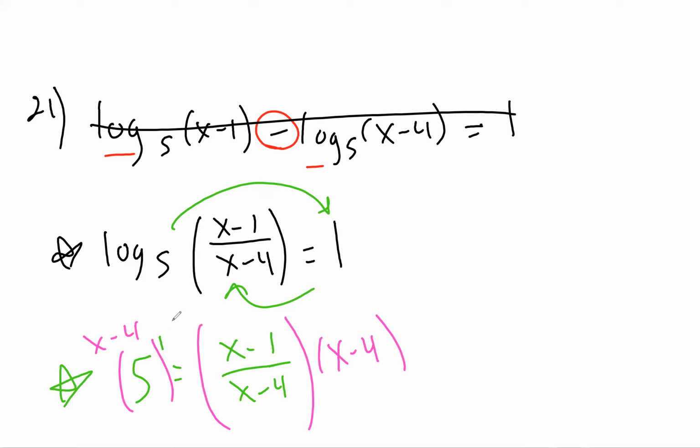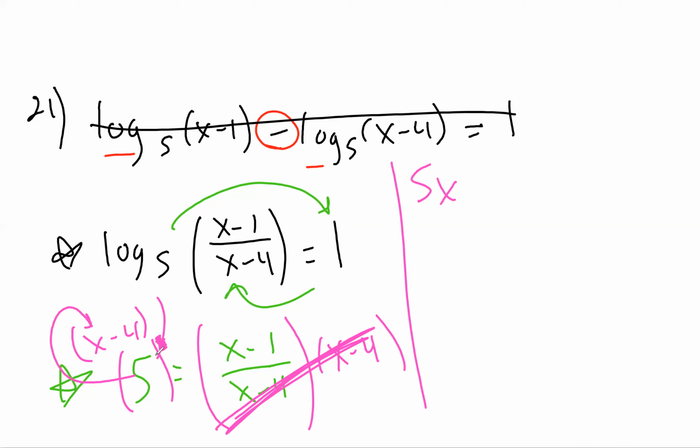Now, since this is just 5 to the first, I don't really care about the first. I know it's just 5. On my right-hand side over here, these are going to cancel, which is exactly what I wanted. So I'm left with x minus 4, that whole entire thing times 5. So I have to distribute 5 times x, 5x. 5 times negative 4, minus 20, equal sign.